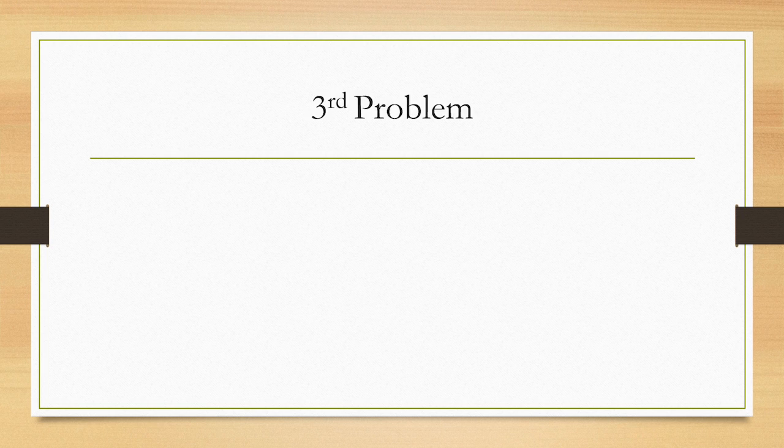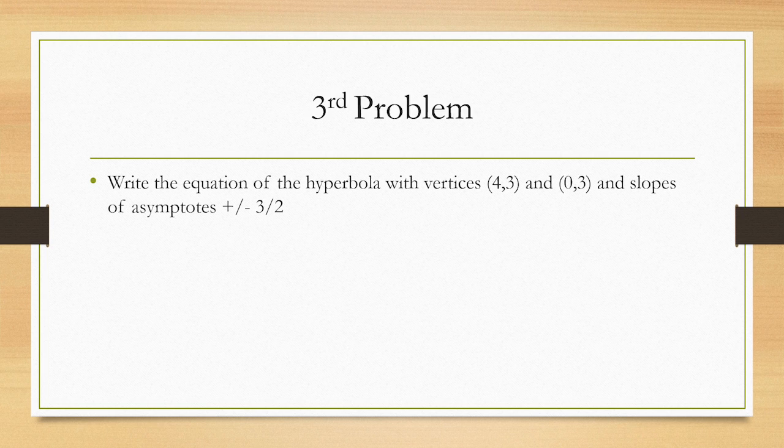So let's do our third and final problem. In this problem, they ask us to write the equation of a hyperbola with the vertices 4 and 3 and 0 and 3, and the slope of asymptotes of plus or minus 3 over 2. 2,000 years later. This question is a little bit more complicated, so let's start.